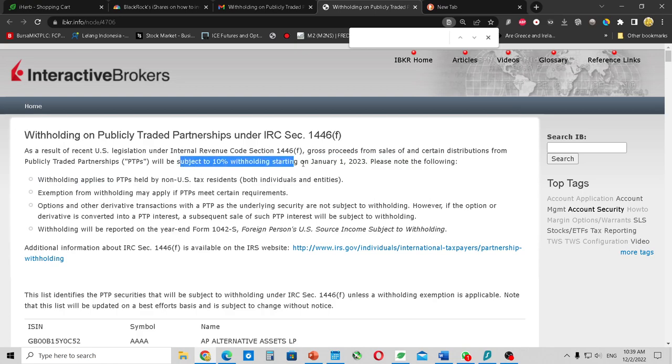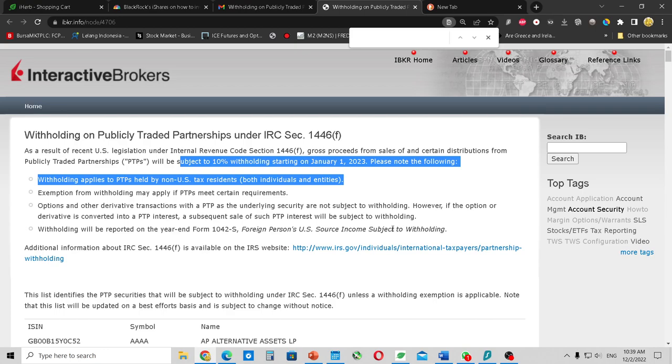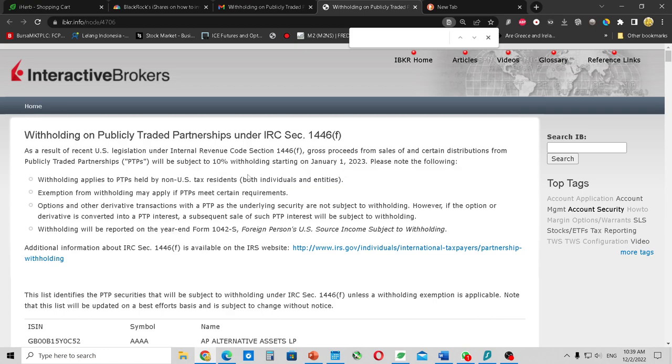Your distributions also get taxed, with 10% withheld. Not only your sales of your shares, but your distributions also get withholding tax of 10%. That's a lot, you know. Let's say you have 100 shares of ET, which is $12. That's $1,200, and then they're going to withhold 10% of that. That's $120 that gets withheld.